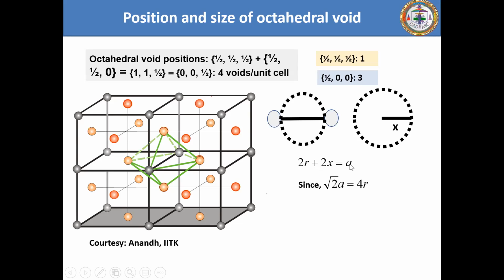Now, the catch is there. In FCC, what is the relation between a, the lattice parameter, and R, the atomic radius? The atomic radius R is equal to root 2 by 4 times a, or we can say a is equal to 2 root 2 R. That is in FCC, no?